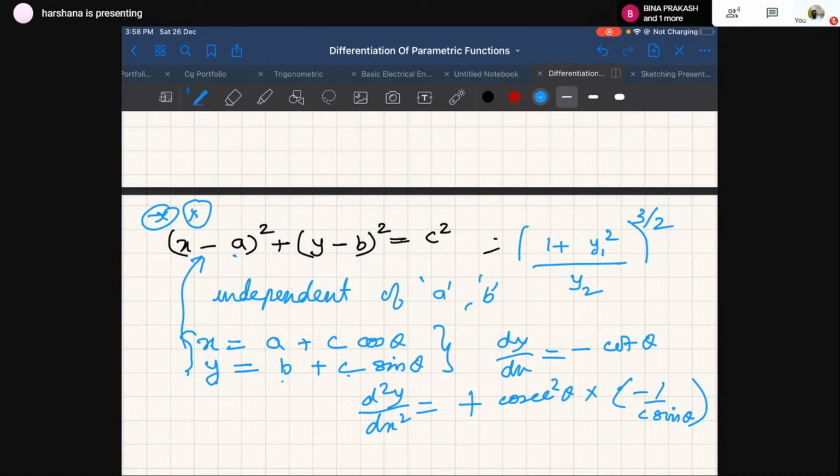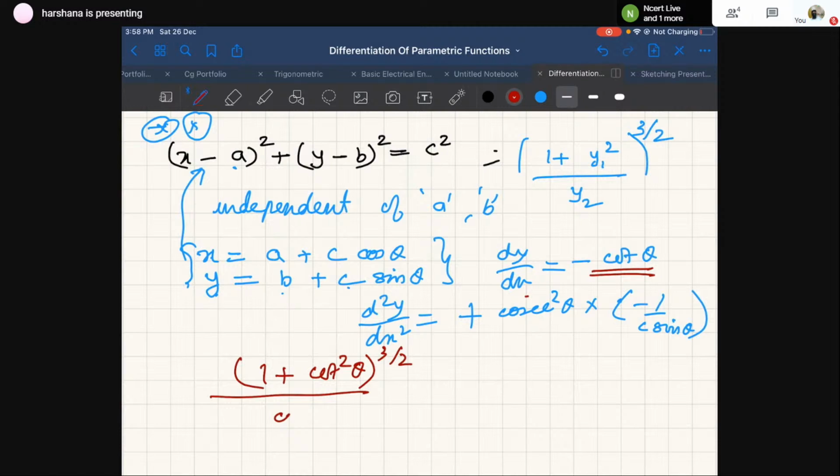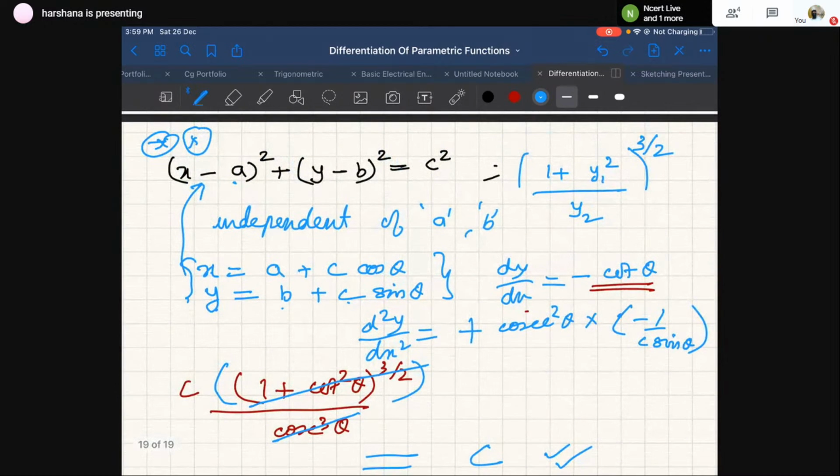So if you put the values in this expression, you have 1 plus the first derivative square, which is 1 plus cot square theta, to the index 3 by 2, divided by the second derivative. Just calculate it as cosec cube theta upon c, which is multiplied by c. So the whole expression is nothing but cosec cube theta, which gets cancelled. Finally, we have a term which is independent of a and b. That's what I want to tell you. This is a very, very important question of the miscellaneous exercise. You can always expect this question.